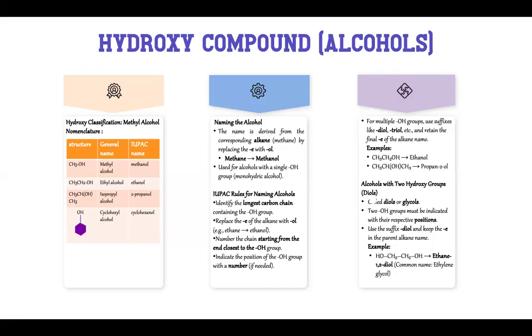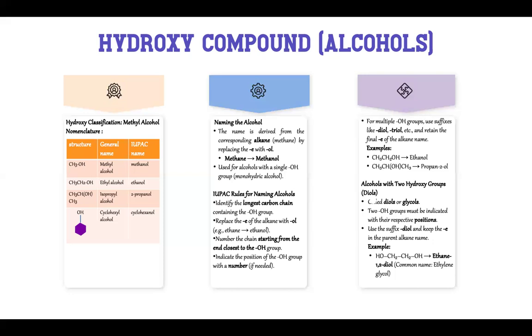Naming the alcohol: the name is derived from the corresponding alkane, methane, by replacing the -e with -ol. Methane becomes methanol, and this is used for alcohol with a single -OH group, monohydric alcohol. For the IUPAC rules for naming alcohol, you need to identify the longest carbon chain containing the -OH group, and replace the -e of the alkane with -ol. Example, ethane becomes ethanol.